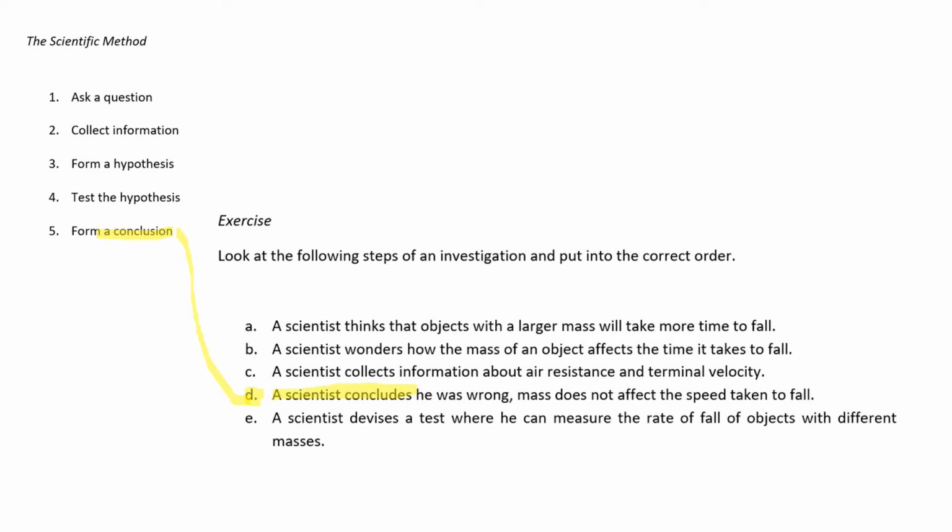Another one is a scientist wonders. If you wonder about something, it means you think about something. It means you don't know the answer. You are interested to know what the answer might be. So you are thinking about a topic, you are asking a question. So answer B, a scientist wonders how the mass of an object affects the time it takes to fall. So they're the 2 easy ones.